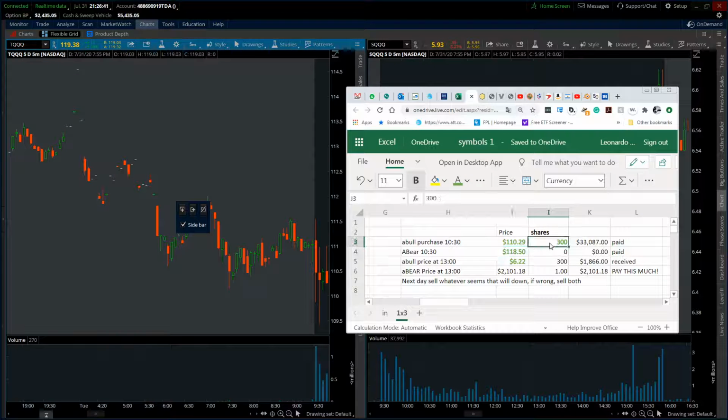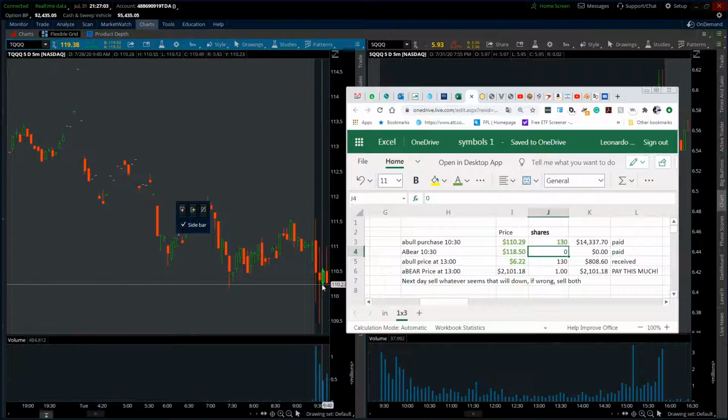How many shares? No, that's too many shares. Let's say I'm shooting for 2,000 bucks. So I quickly, this is running fast, so I have to really calculate really fast. So let's say 90 or 100. I want a little bit more. 130. Boom. There you go.